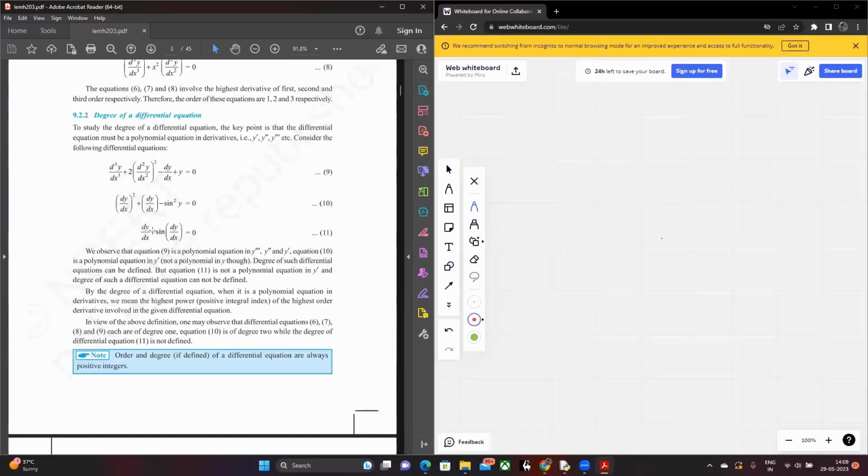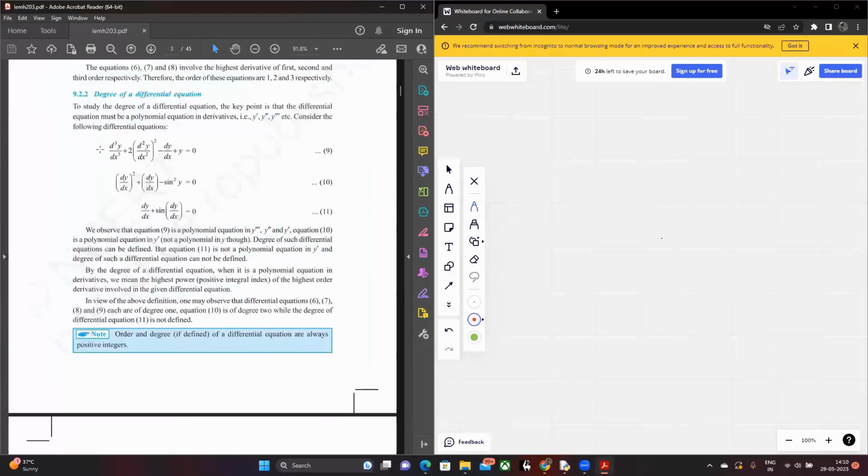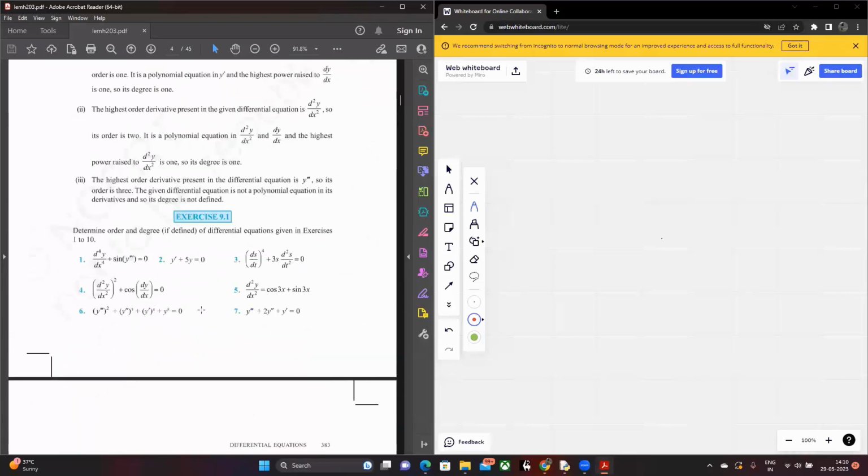Degree is defined over here, and you should know that degree is only defined for polynomial differential equations, not for something like sin y dash equals something. This kind of term does not have a degree, right? Because degree is only defined for polynomials, right? This is of degree 1. This is of degree 2, and this does not have a degree, right?